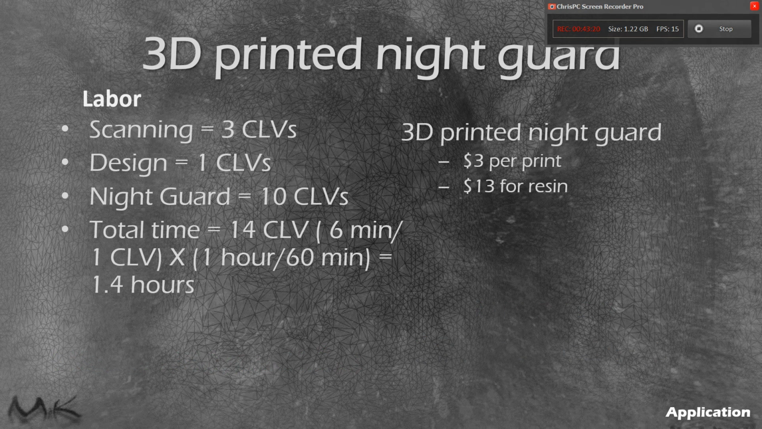Okay, when we looked at our 3D printed process in-house, and we looked at our CAD/CAM auxiliary, which makes a little less money and it takes less time, it was about $26 per night guard in labor and about $16 in material. So about $42 in total cost. So we're saving around $100 or slightly over when we're looking at 3D printed night guards.